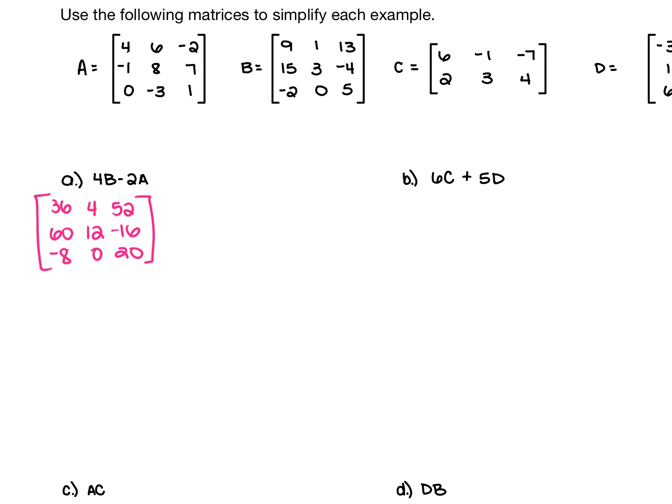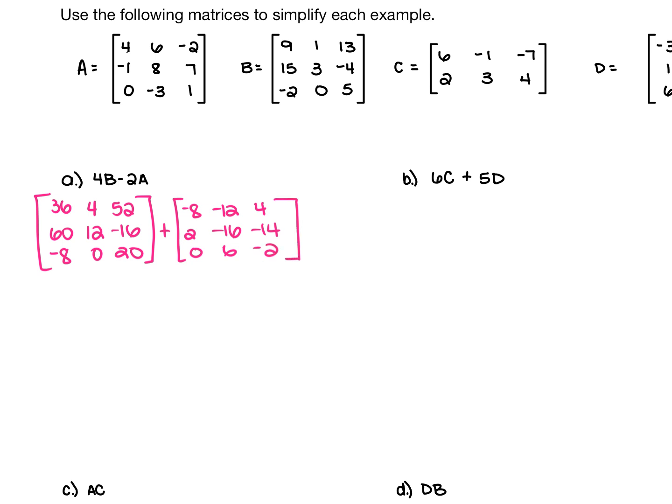That -2 times A, if you multiply that -2 in, it's going to become addition. And that -2 times 4 is -8. -2 times 6 is -12. -2 times -2 is 4. -2 times -1 is +2. -2 times 8 is -16. -2 times 7 is -14. -2 times 0 is 0. -2 times -3 is +6. And -2 times 1 is -2.